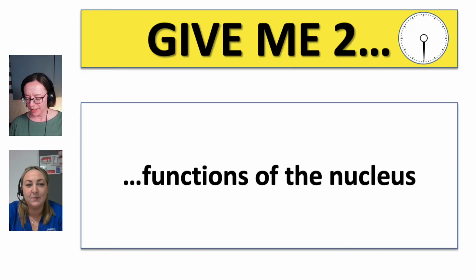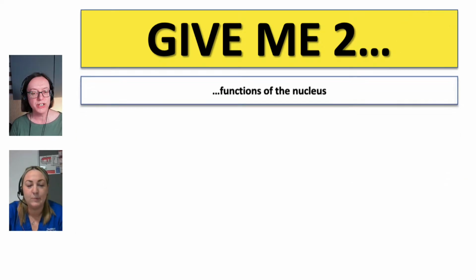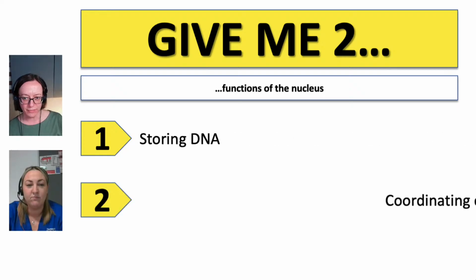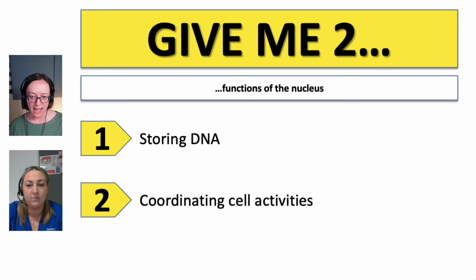Okay, we've got loads to get through, so I will reveal the answers. But guys at home, please do interact and type your answers. So, 2 functions of the nucleus you could have had: storing DNA and coordinating cell activities. You can think of the nucleus maybe as like the computer part of the cell. So it stores the DNA and instructions and it coordinates cell activities.